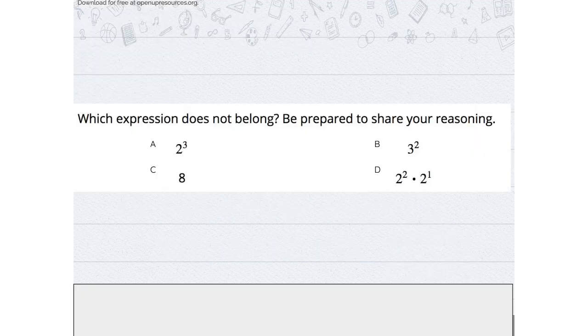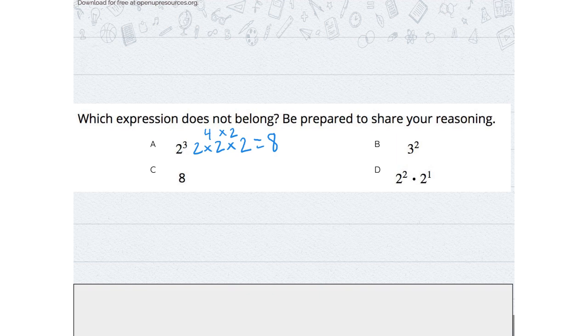So now, which expression does not belong? Our first option is 2 to the 3rd power. Option B is 3 to the 2nd, option C is 8, and option D is 2 squared times 2 to the 1st power. Which one of these is different from the others? If I spread this out, 2 to the 3rd power is 2 times 2 times 2. Well, 2 times 2 is 4, and 4 times 2 equals 8. So 2 cubed equals 8.